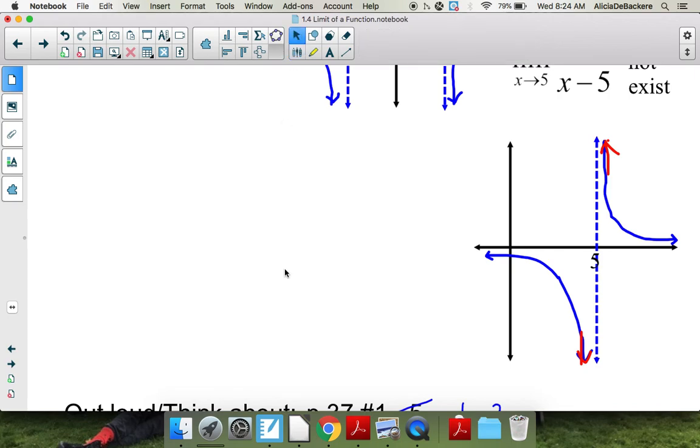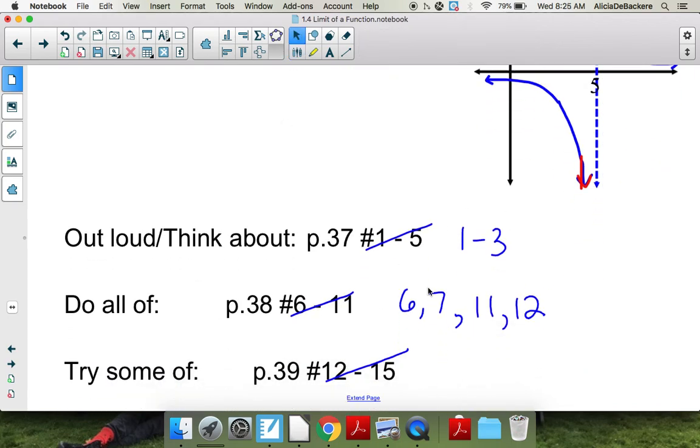All right, so that wraps up our lesson for 1.4. You guys had already started this homework, so you'd already done this stuff in the blue writing, but now you're going to complete the rest of the stuff in the black writing. So questions 4 and 5, questions 8, 9, 10, and then try another one from this last set down here. Have a good day, guys.